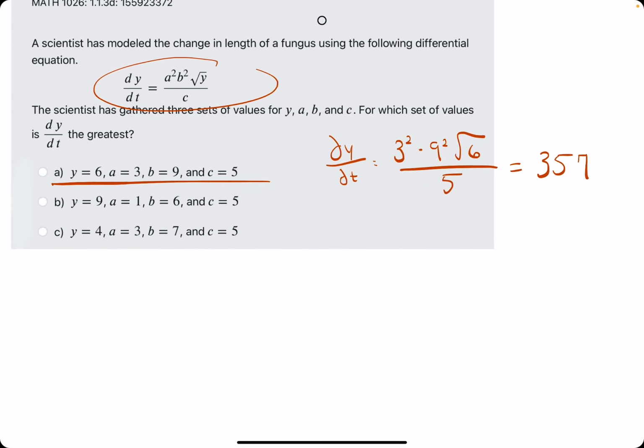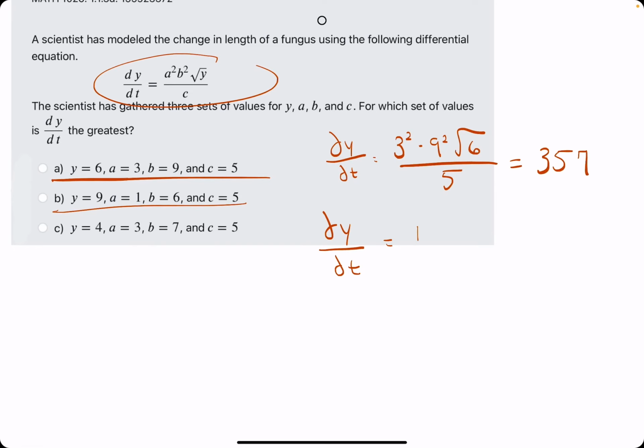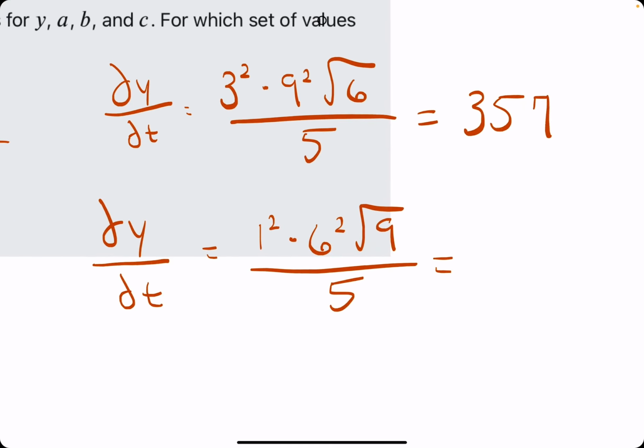My hope is that when we calculate B and C's dy over dt values, it won't come down to the decimal. So a squared times b squared in option B's case is 1 squared times 6 squared times the square root of y, or square root of 9, all divided by c, which is 5. We may be able to work this out by hand, maybe. We have 1 squared is 1, 6 squared is 36, and then square root of 9 is 3, so we have 36 times 3, which is 108.